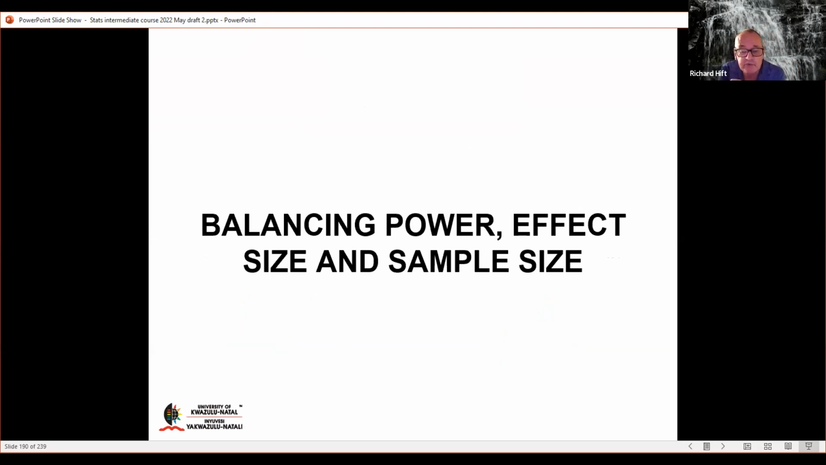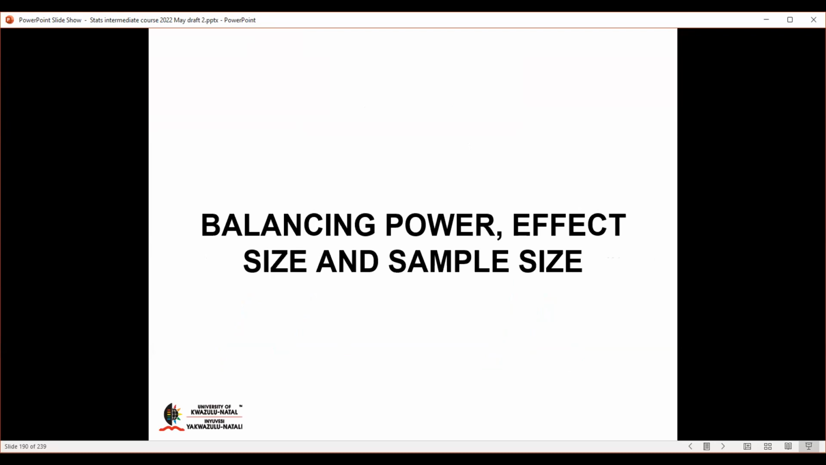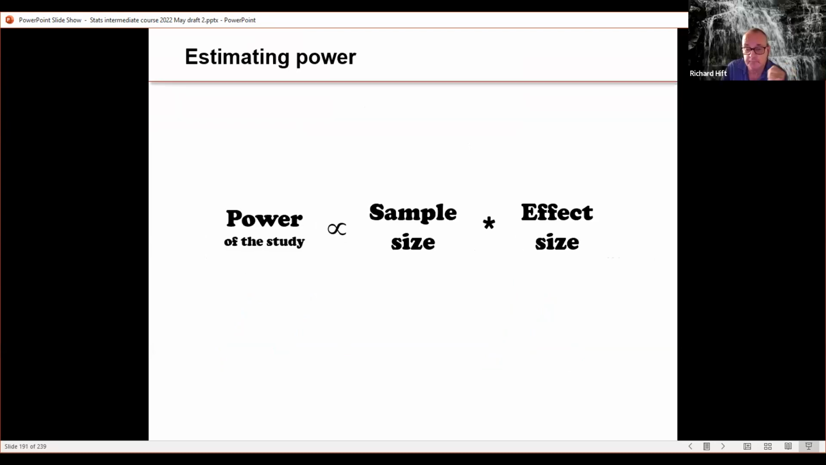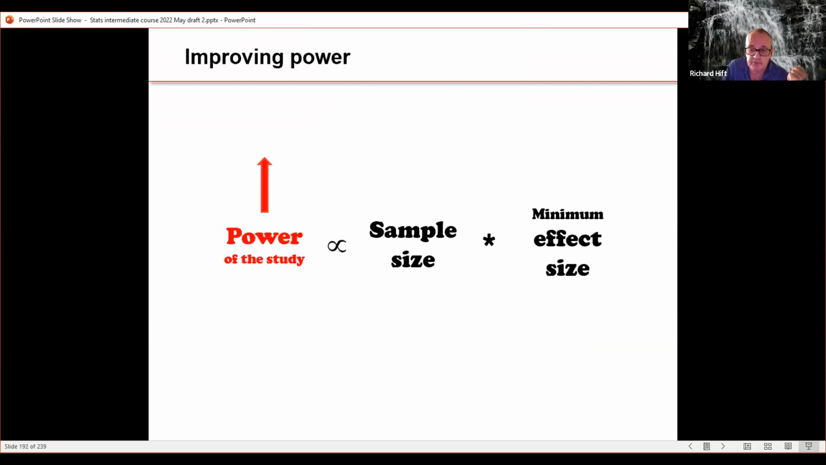So now that we understand power, effect size, and sample size, we can go back to how we started and see how we start balancing these three. Using that relationship, the power is proportional to the sample size times the effect size.